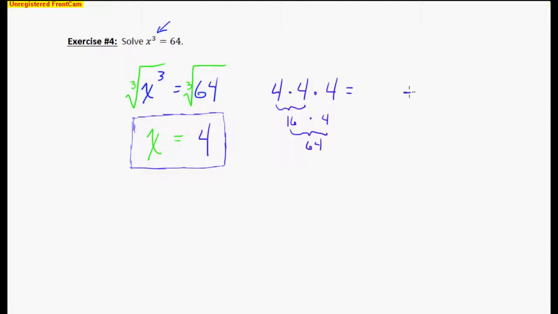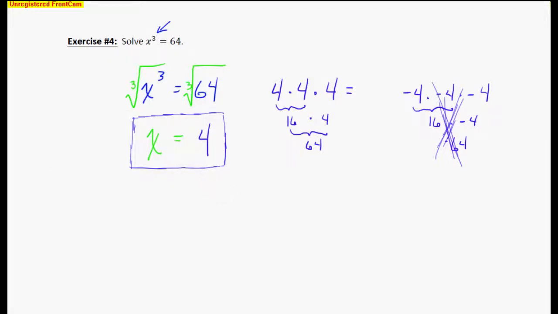Here's why. If I take negative 4 times negative 4 times negative 4, if I multiply these two together, I'd be positive, right? And if I multiply these two together, I'd be negative, okay? And that's not what I have underneath the radical. I have a positive, so I can't do a negative 4. All right, so that's just positive 4.